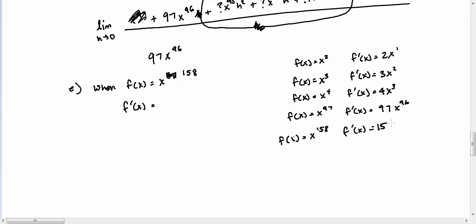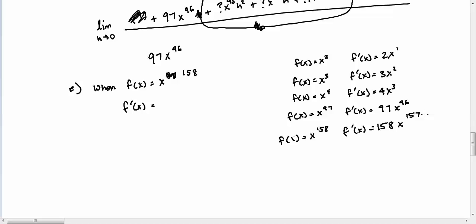158. 158 x. To the 157th. Perfect. Now let's do this.